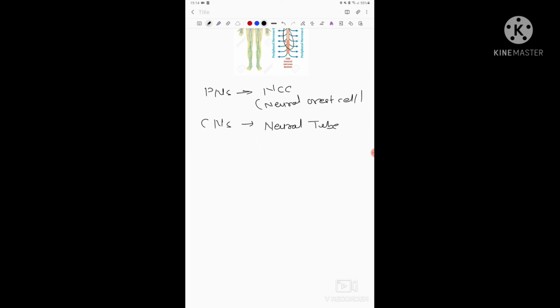When we talk about a little more detail in the organization of the nervous system, here is the term known as the oligodendrocyte. Just remember oligodendrocyte, which is derived from the neural tube. And another term is the Schwann cells. Schwann cells, as you all know, you learned in 11th and 12th, which is derived from the neural crest cell.